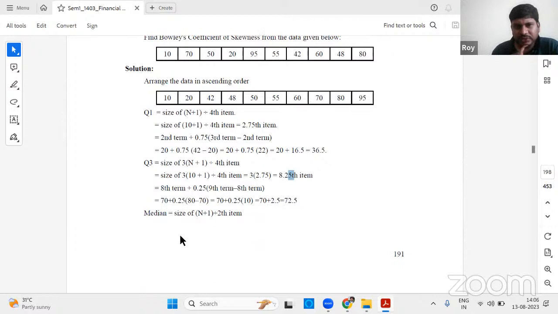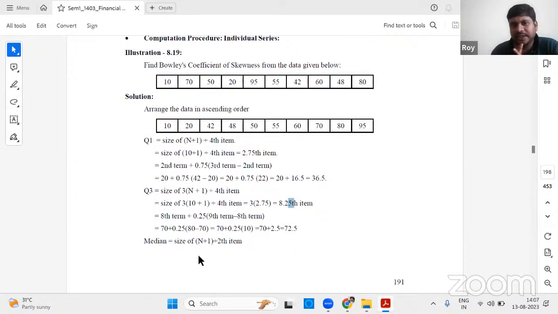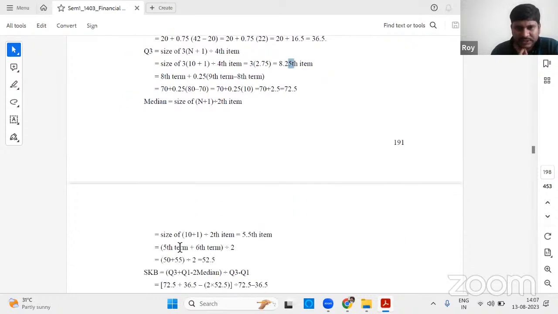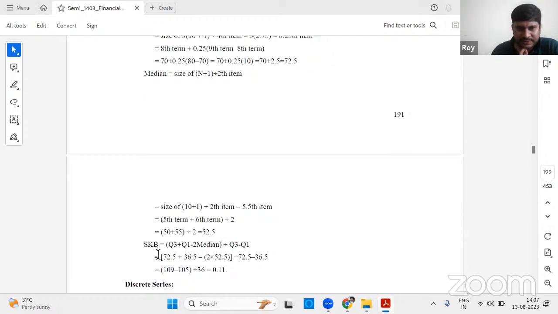Okay. Then, the median: size of n plus 1 divided by second item. When these values are given like this, size of 10 plus 1 divided by second item, that is equal to 5.5th item, that is 5th plus 6th item divided by 2, then you will get this.